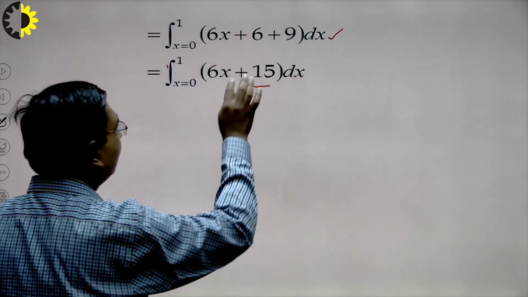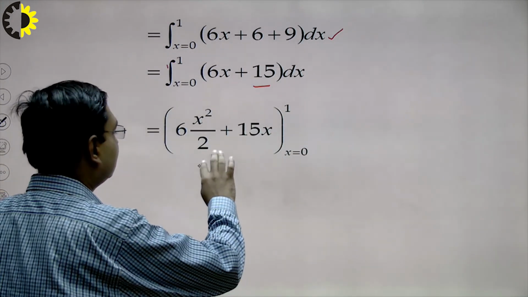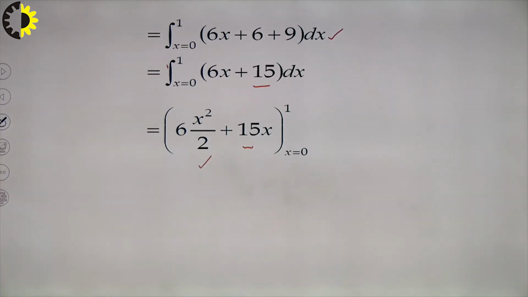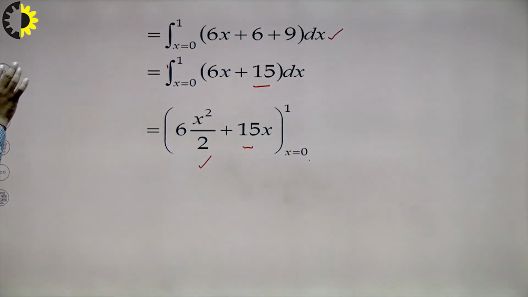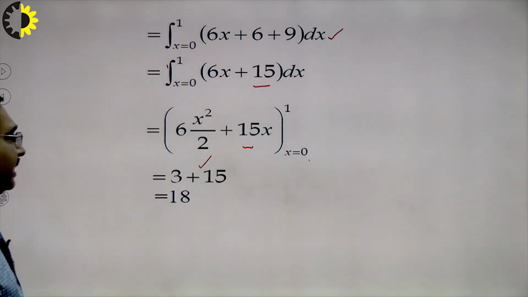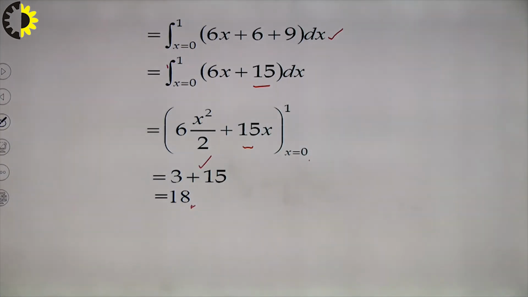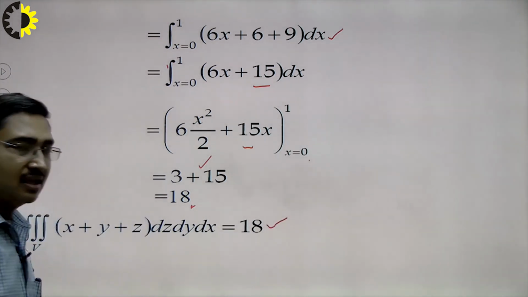6 plus 9 becomes 15. Integrating, I obtain 6x square upon 2 plus 15x, x from 0 to 1. Applying these limits, it becomes 3 plus 15, which is 18. It is the value of our integral and it is our answer.